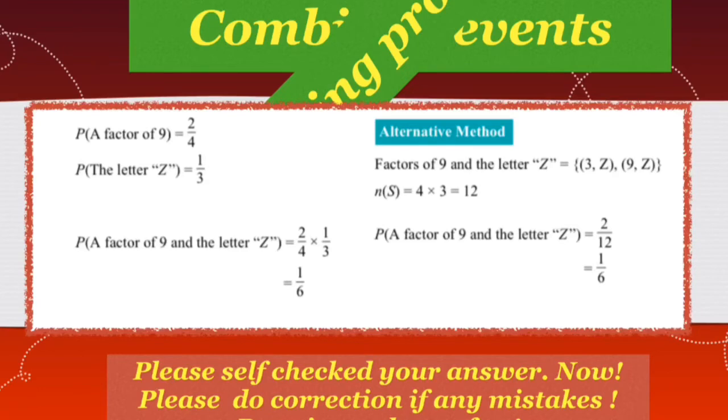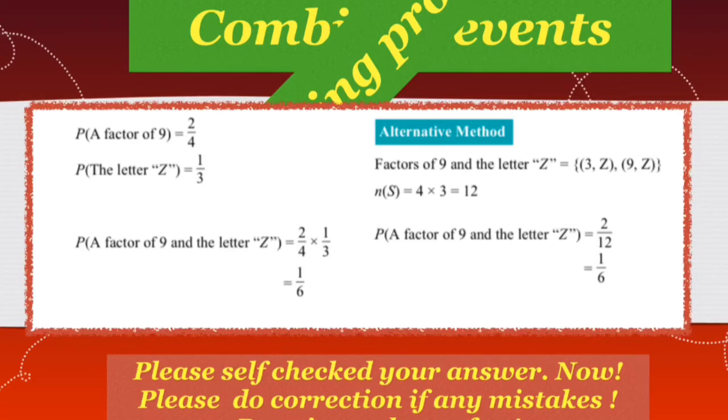Or you may try this method. Factor of 9 and letter Z, you list out first. So you have 3Z and 9Z, right? So after you list out, you count the number of events getting a factor of 9 and letter Z, which is 2. And the number of sample space is 4 times 3. Multiplication rule. Okay, 4 times 3, 12. So the probability of getting a factor of 9 and the letter Z is equal to 2 out of sample space, 12. So the answer is 1/6.